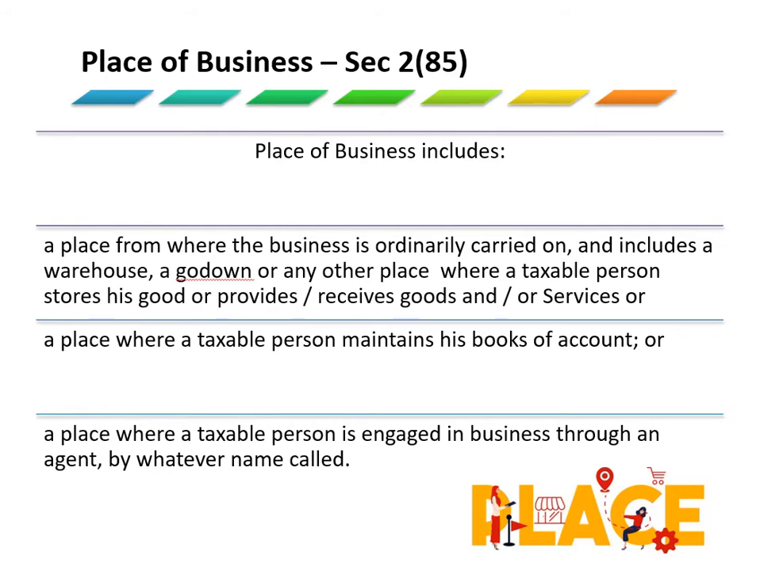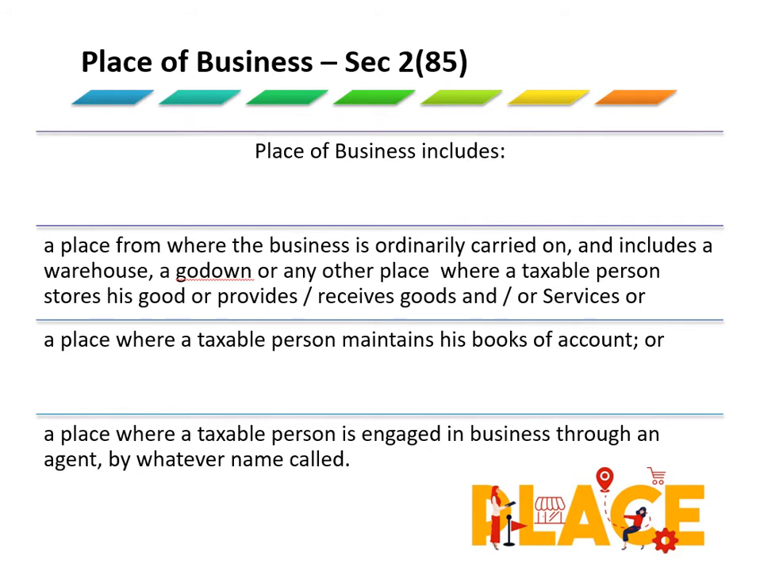For example, a builder has his registered corporate office in Delhi and a construction site in Noida. In this case, the place of business is Delhi, where the business is ordinarily being carried on and where the business decisions are being made. The construction site lacks a sufficient degree of permanence.